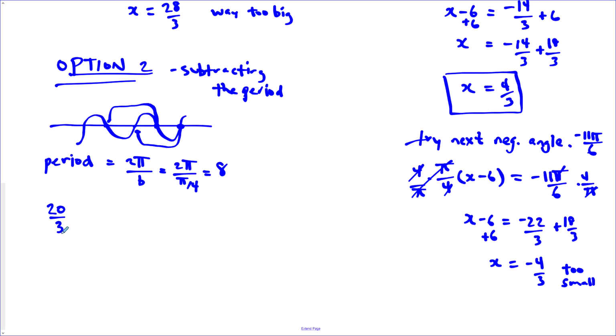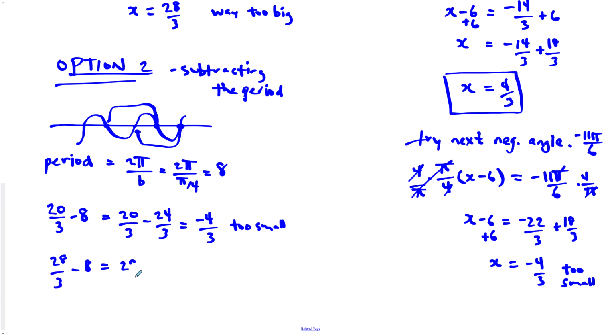So 20 over 3 minus 8 is 20 over 3 minus 24 over 3, and that's negative 4 over 3. And this one's too small. It's the one we found second here. Let's try the other one. 28 over 3 minus 8. And this one works just fine. This is the solution, the 4 over 3.